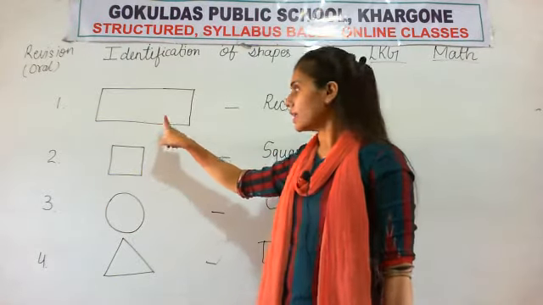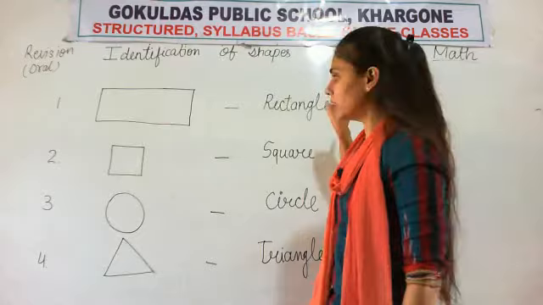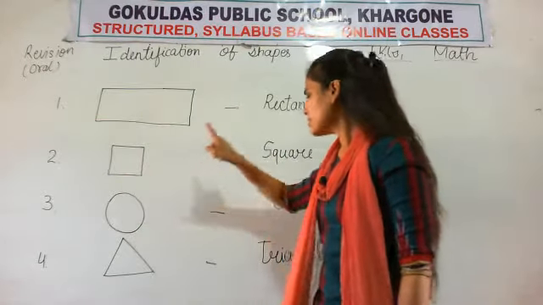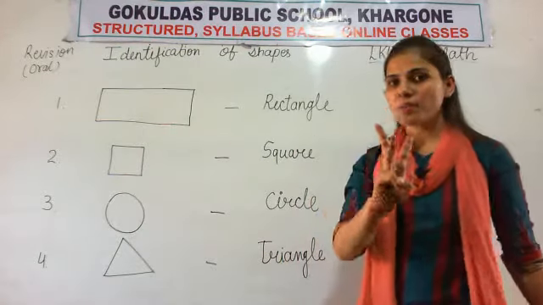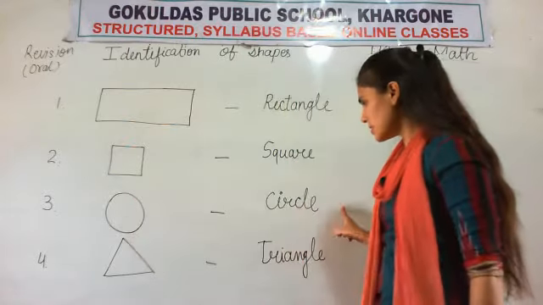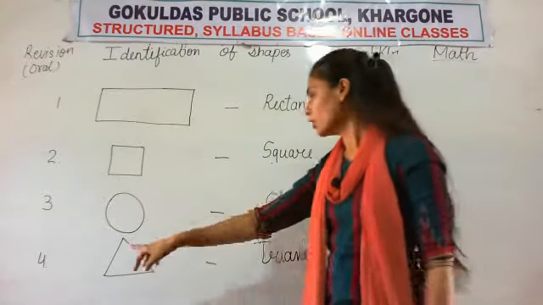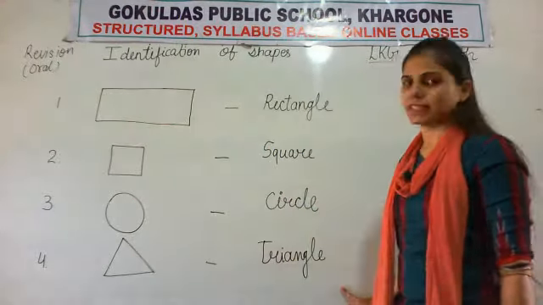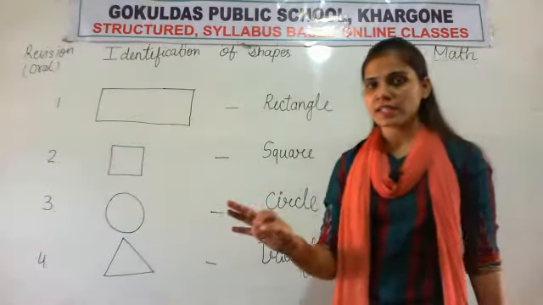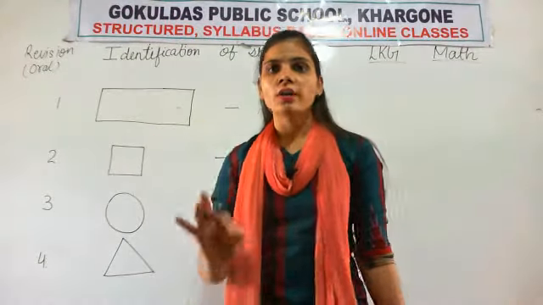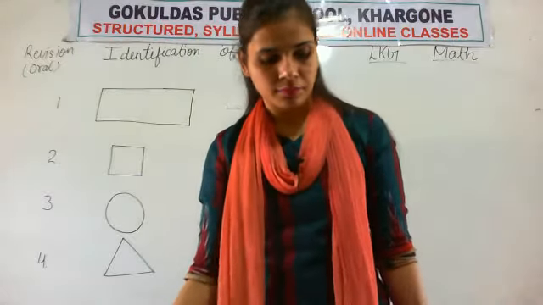On number 1, this is rectangle. On number 2, this is square. On number 3, this is circle. On number 4, this is triangle. So this is your revision for your oral exam. Okay.